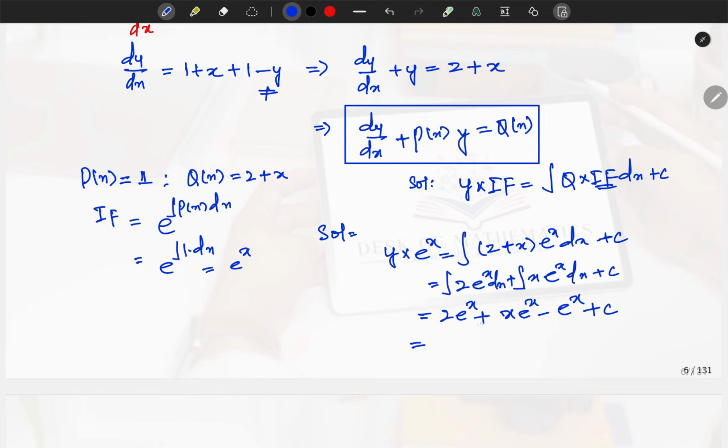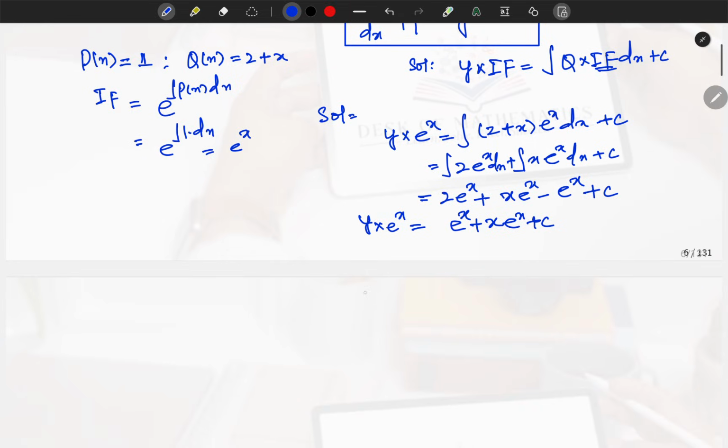So now it will be equal to e raised to the power x plus x e raised to the power x plus c. So y times e raised to the power x. Just cancel the e raised to the power x on both sides. You will get y is equal to 1 plus x plus c e raised to the power minus x. This is the solution.